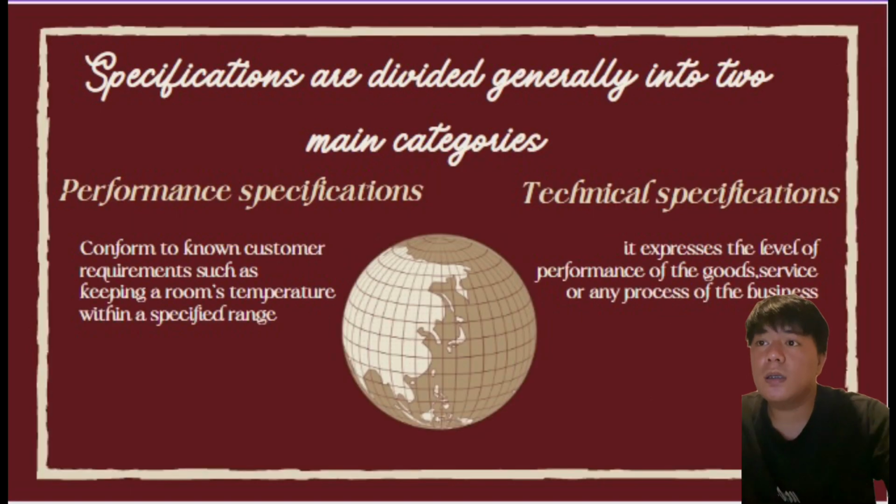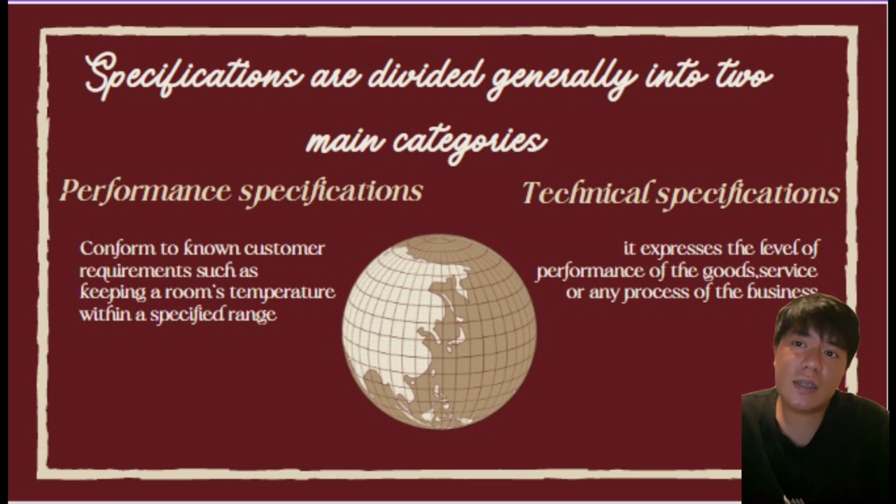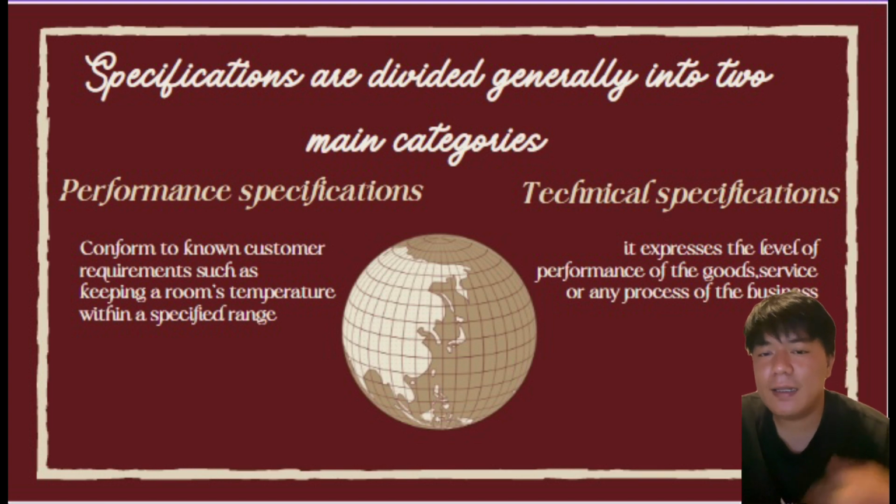Then the next one is specification. Specifications are divided generally into two main categories. So the first one is performance specification. They conform to known customer requirements such as keeping a room's temperature within a specified range. Then the next one is technical specifications. It expresses the level of performance of the goods, service, or any process of the business.